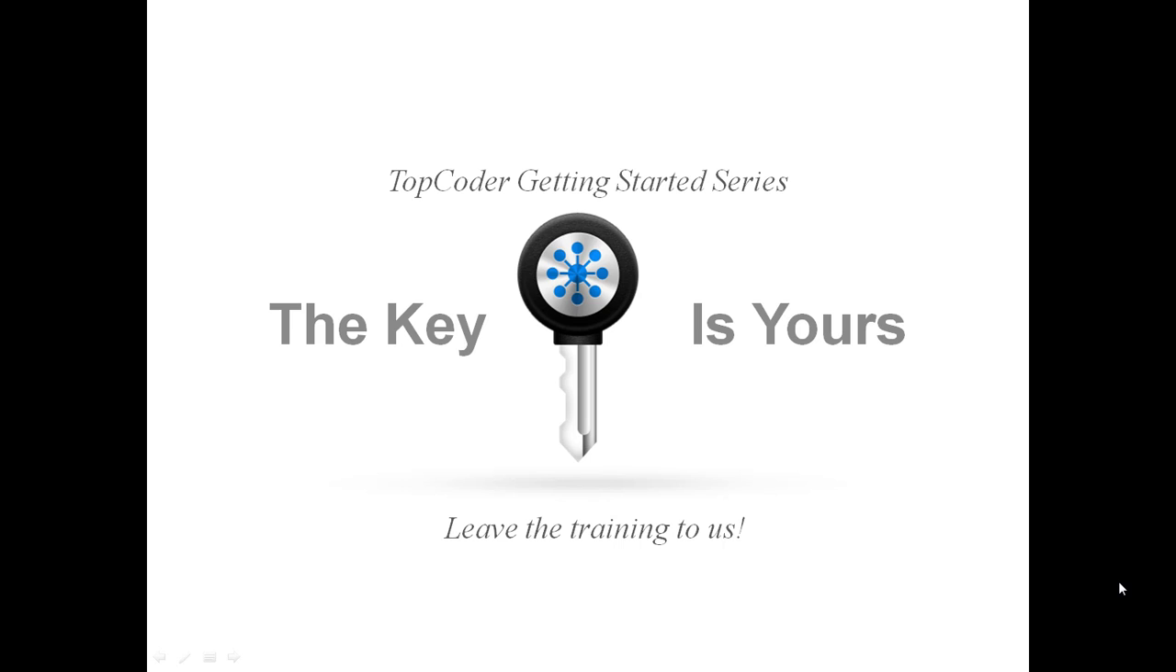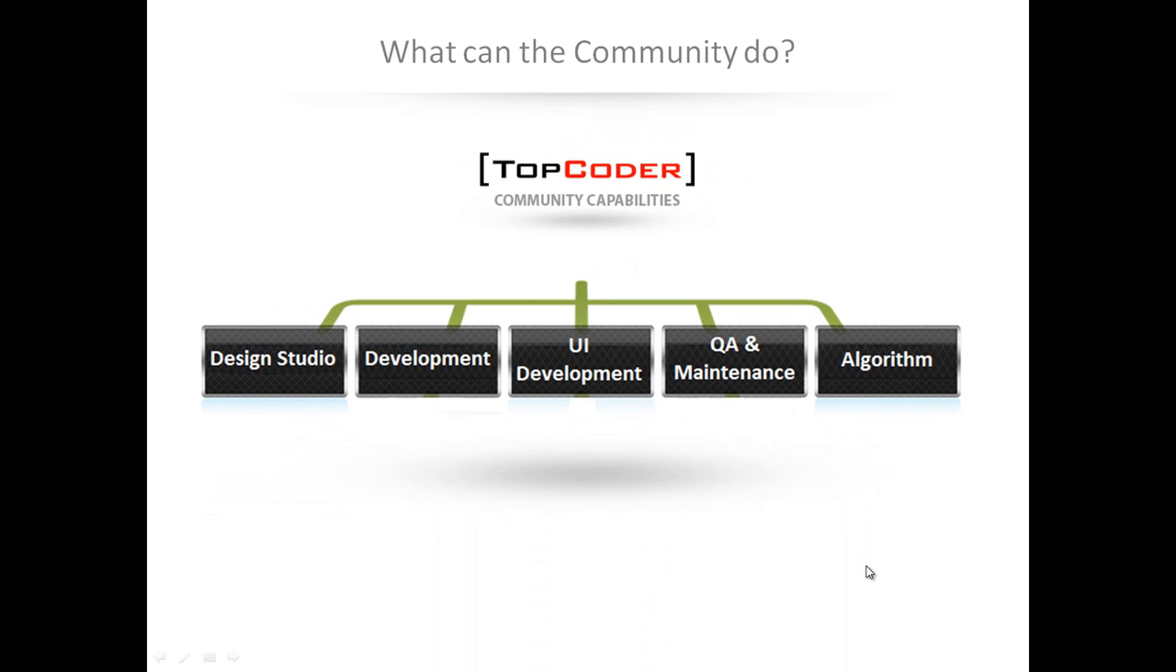Today, we're going to focus on the very beginnings of a project and walk you through the process of how to get a copilot and also cover a brief overview of our 5 different contest types. So let's begin with the competitions. We have over 30 separate competitions that can be run independently. However, I have broken these competitions down into 5 distinct categories: Design Studio, UI development, QA and maintenance, and algorithm.